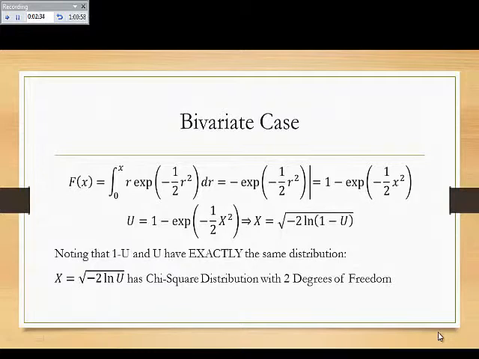So basically what we have as a result is that if I take the square root of minus 2 natural log of u, then this has a chi-square distribution with 2 degrees of freedom. So if I take rand and I apply minus 2 ln rand and I take the square root, I will get a chi-squared distribution with 2 degrees of freedom.